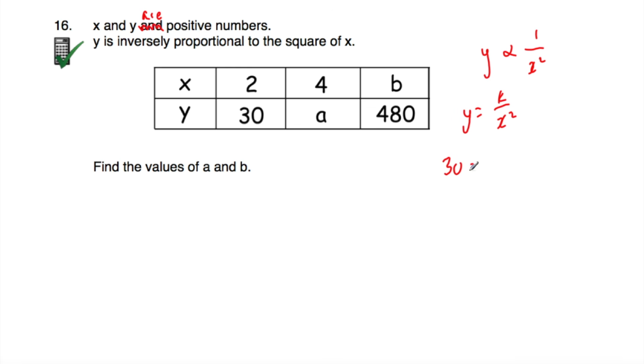So 30 is equal to k divided by x squared. Well, that's going to be 2 squared. And 2 squared is 4, so 30 is equal to k divided by 4.